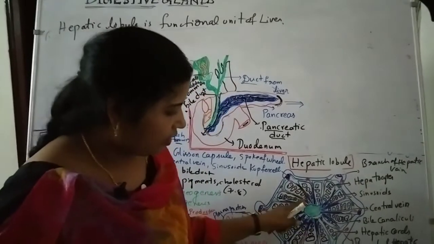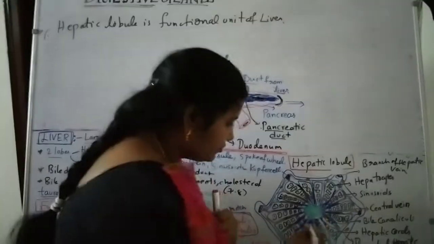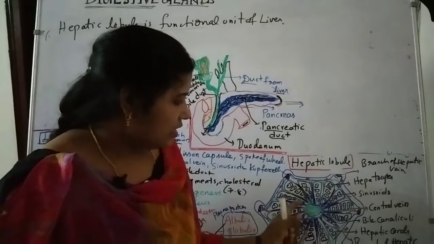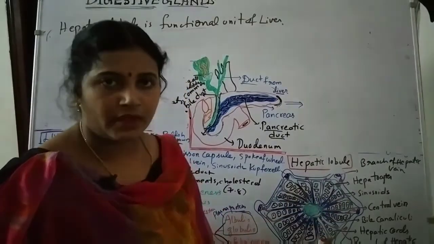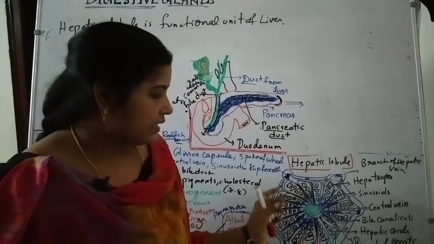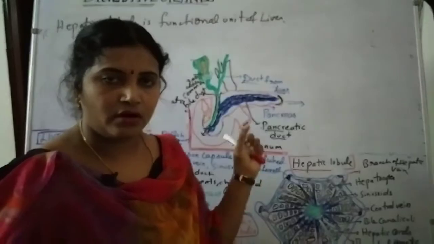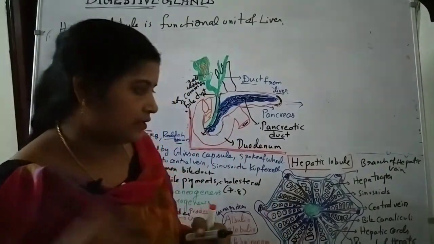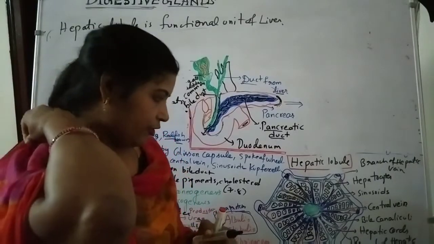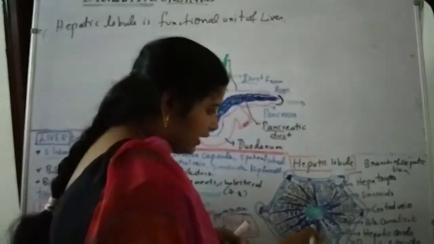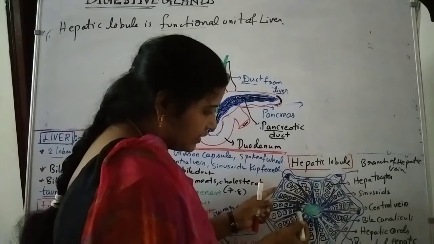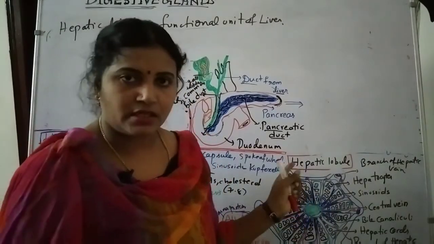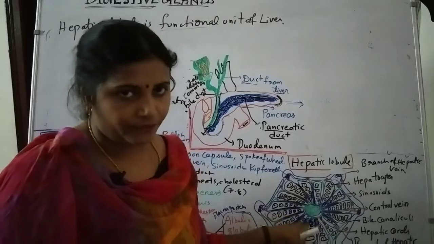All these sinusoids open into the central vein. The middle one is known as the central vein. So the hexagonal hepatic lobules contain all the liver cells arranged in a cord-like manner, which is known as hepatic cords. And all these hepatic cords are separated by the sinusoids. So these sinusoids all open into the central vein.